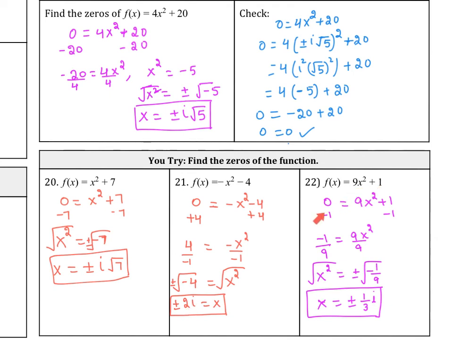9x squared plus 1 equals 0. Subtract 1 on both sides and divide by 9. You get x squared equals negative 1 over 9. Take a square root on both sides. The square root and square cancel. So x equals plus or minus 1 over 3. And for the negative, you put i outside.